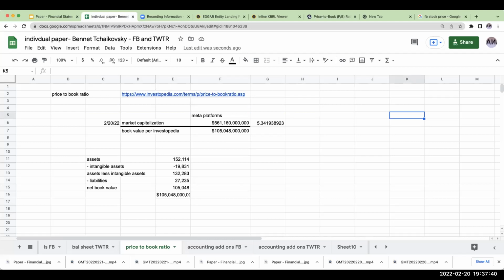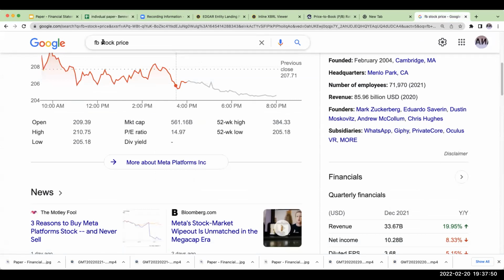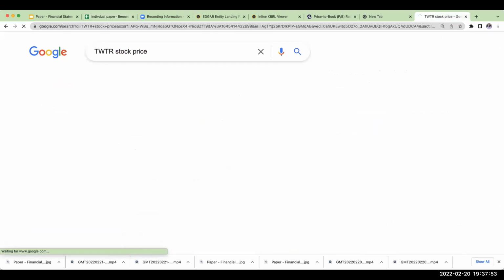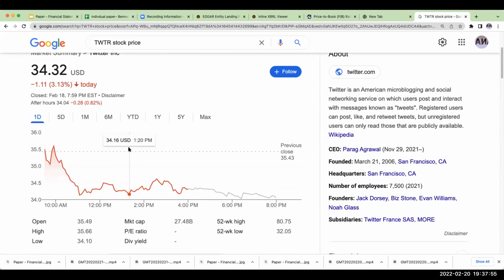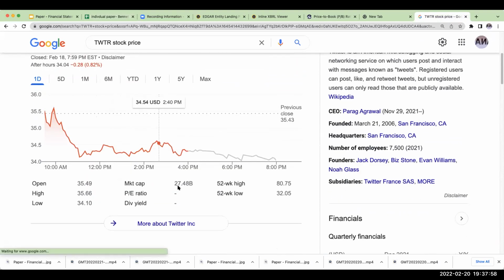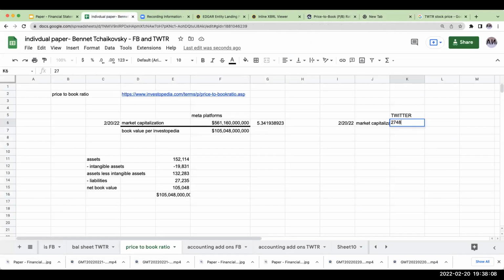And now we're going to go ahead and do this for Twitter. Okay, so the market capitalization, we're going to use the same date. So for Twitter, my stock price for Twitter, and really what I'm interested in is the market capitalization. So this is $27 billion. So we'll go ahead and say right over here. So here you go, this is the market capitalization for Twitter.